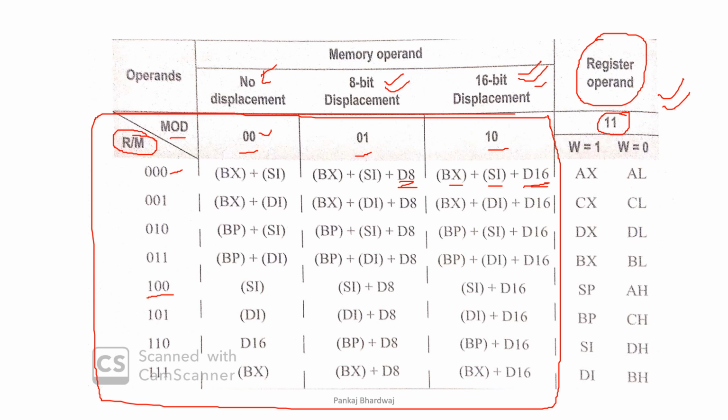Similarly, if it is 1 0 0, then SI will be the offset address. For 8-bit displacement, that means MOD is 0 1, SI plus D8 will be the offset address, and for 16-bit displacement, SI plus D16 is basically the offset address of this particular physical memory location.